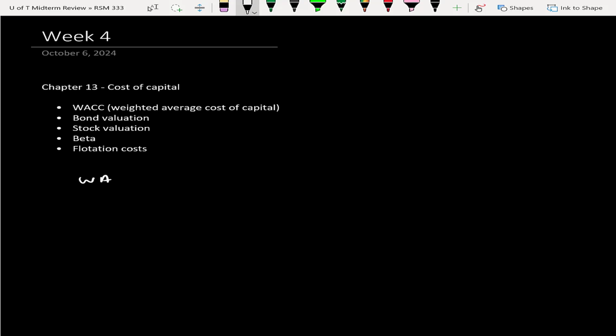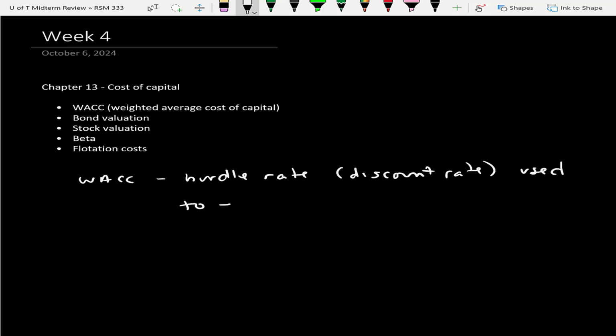Okay, so the weighted average cost of capital is the hurdle rate or the discount rate used to evaluate projects. Okay, so this would be the rate that we use as a discount rate for the NPV analysis.